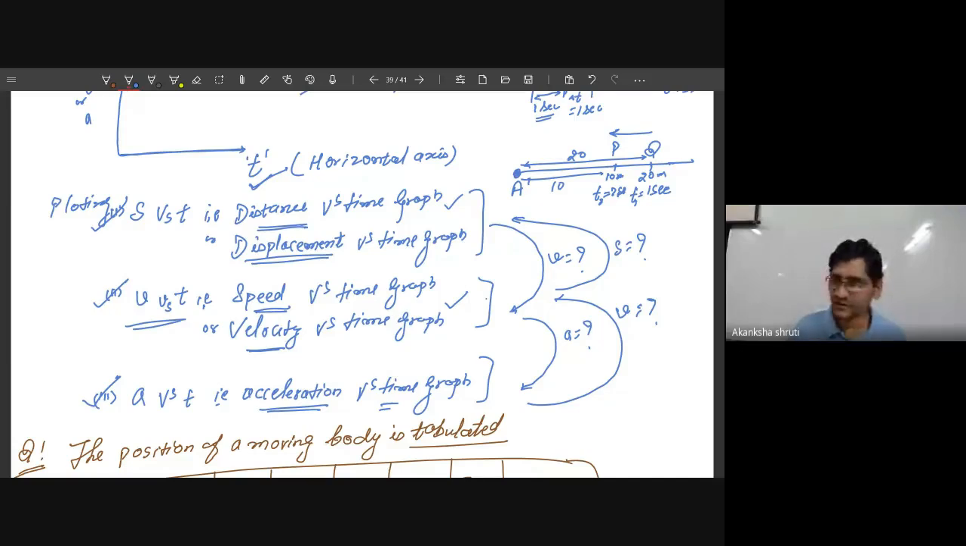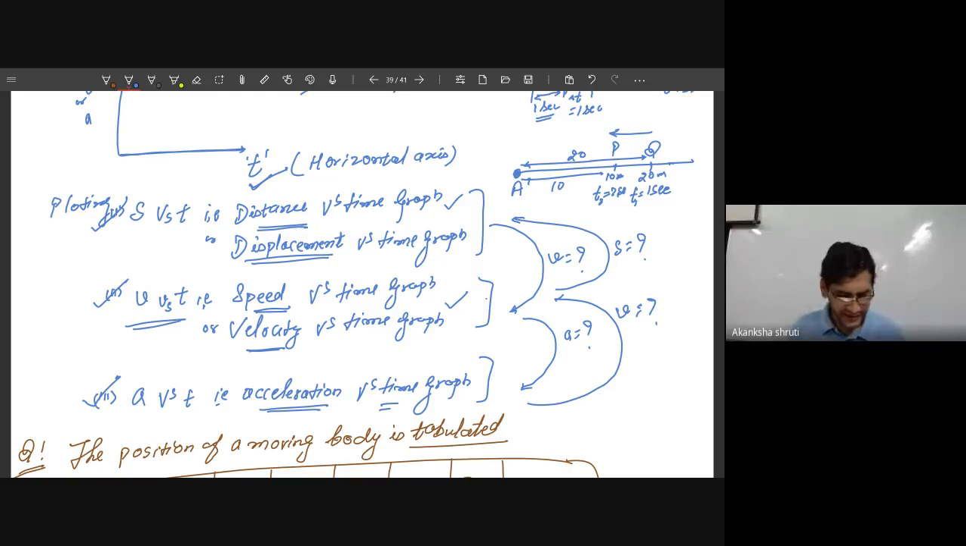So today we will learn how to draw this graph. Means what will be the graph for a body in uniform motion. We will draw the displacement time graph for a body in motion, the velocity time graph for a body in motion, and the acceleration time graph for a body in motion. We may draw for uniform motion or for non-uniform motion.